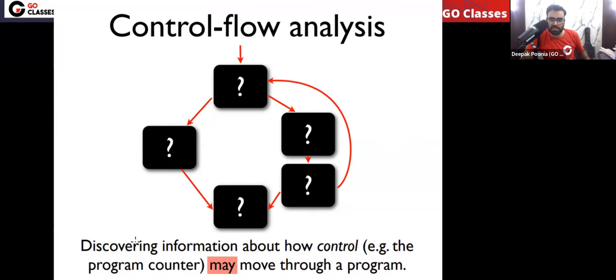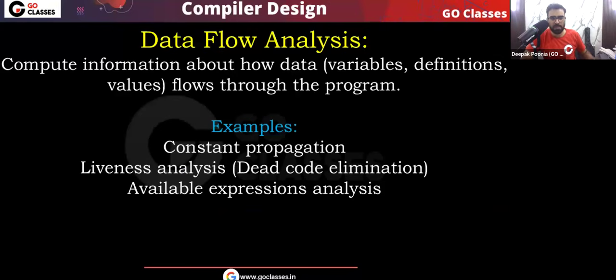So you can notice that this control flow analysis will also discover the information about how the control is moving, how the control is flowing through the program. Now let's see what is data flow analysis. The name itself is telling you, we are doing the analysis of the data. We are computing the information about how data, meaning variables, assignments, definitions, values, is flowing through the program.